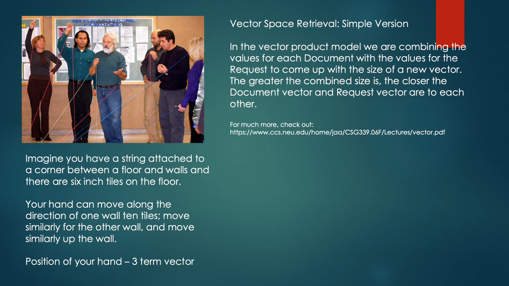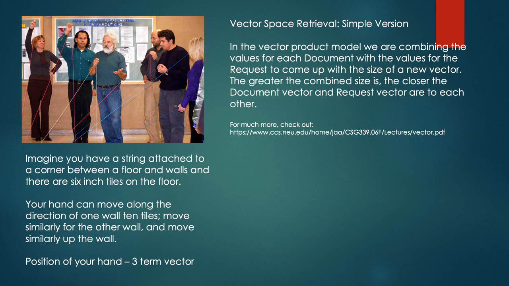What I did is to put my string in the corner, walked the appropriate number of tiles in one direction to get art, the appropriate number of tiles in the perpendicular direction to get science, and then held my hand up the appropriate number of tile distances to get funding.